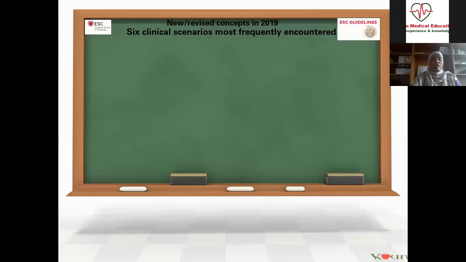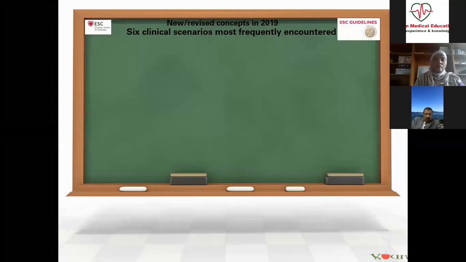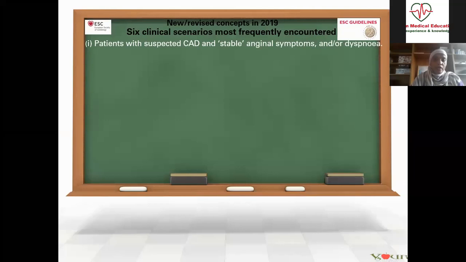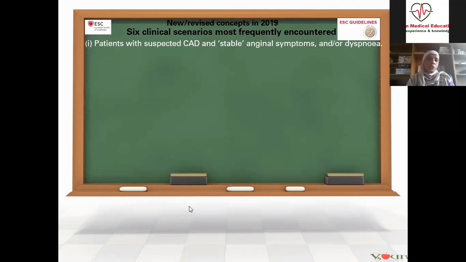Now the guidelines have come up with the wide clinical scenarios or clinical presentations of those patients. We have six scenarios we usually encounter in our daily practice, whether in the outpatient clinic when we are assessing those patients, or if some patients get admitted in the ward. The first clinical scenario is patients who have suspected coronary artery disease with anginal symptoms and or dyspnea. This is another thing which has been added to the new guidelines. Dyspnea has been added as one of the possible symptoms of coronary artery disease.